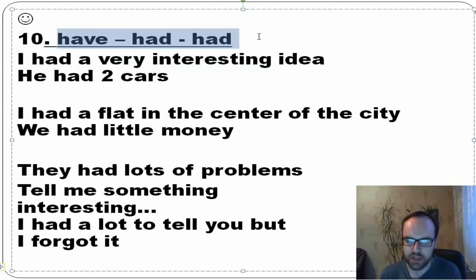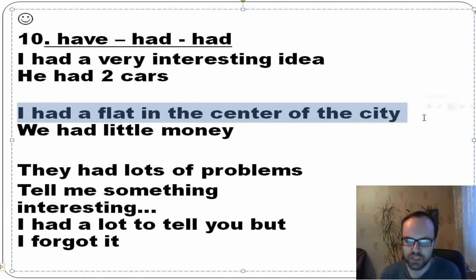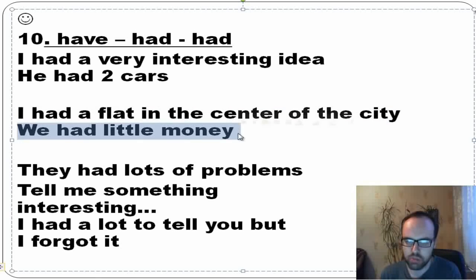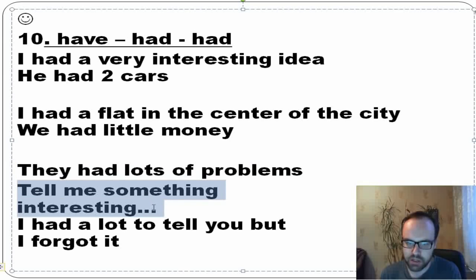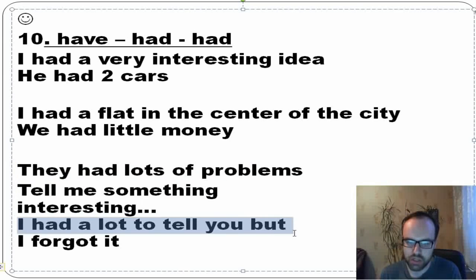So have, had. So I had a very interesting idea. He had 2 cars. I had a flat in the center of the city. We had little money. They had lots of problems. Tell me something interesting. I had a lot to tell you, but I forgot it.